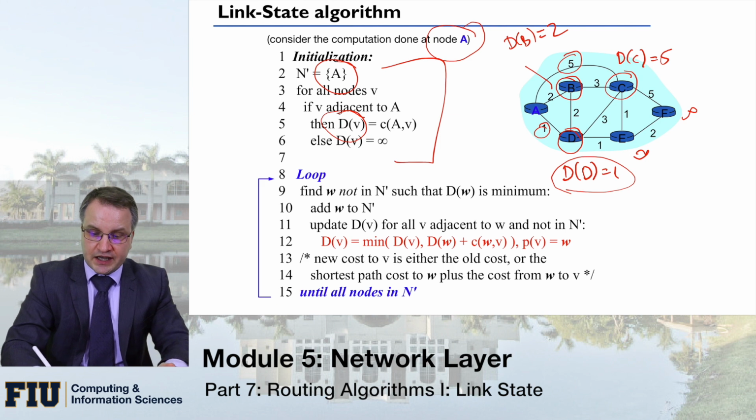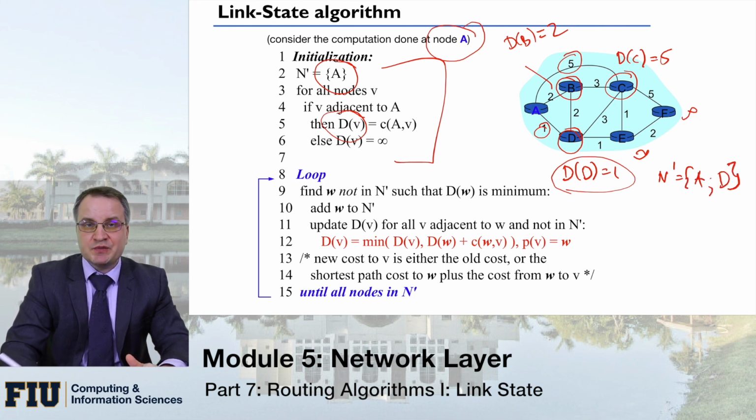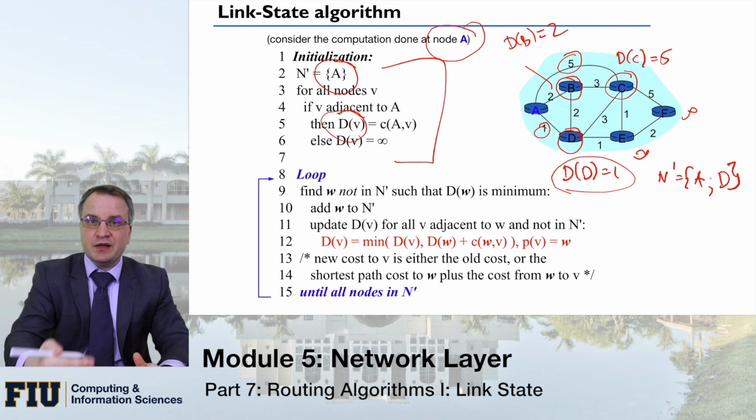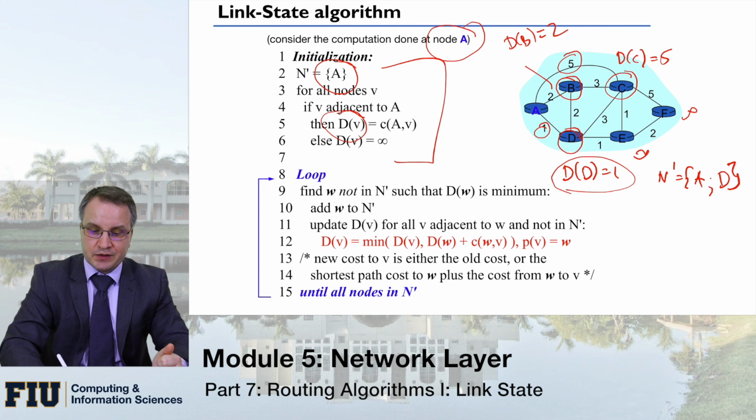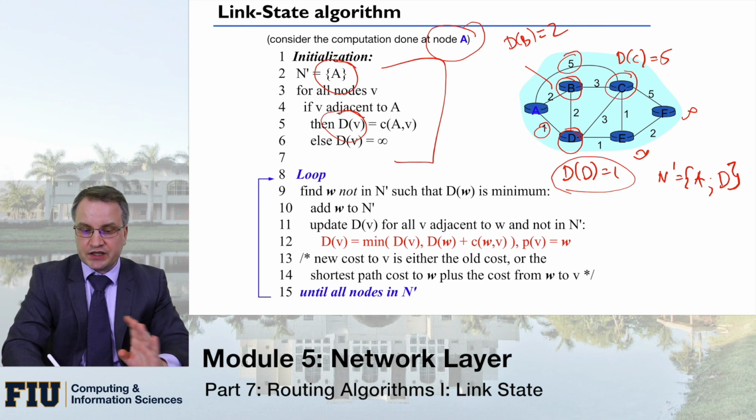We extend the N prime to include the node D. So now our N prime contains A and D. And we're trying to update all the weights, like all the D, for all neighbors of the node. So basically all neighbors of D that have not yet been considered. For example, A we already considered, so we're not going to be looking at it, but we're going to look at the weights for B, C, and E, because these have connections there.